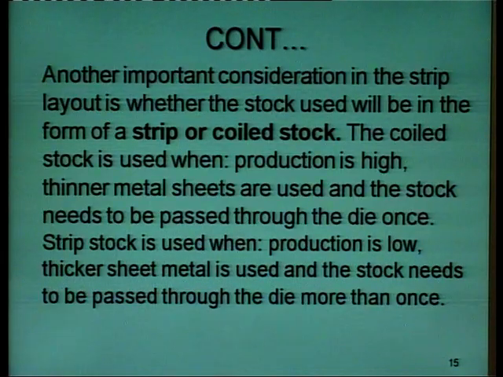Now, the second one is strip stock. Strip stock is used when production is low and thicker metal is being used. We are using thicker sheet metal and the stock needs to be passed through the die more than once. So, this is the difference between strip and coiled stock.